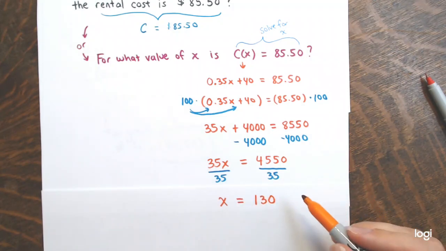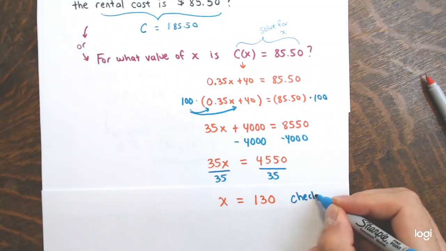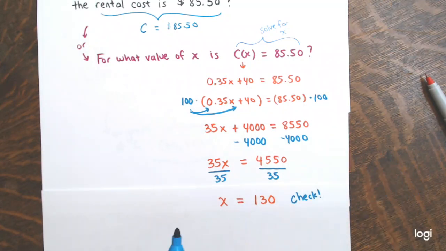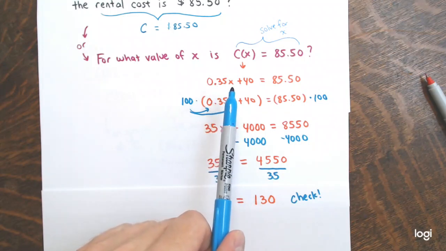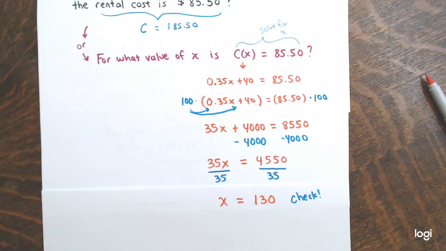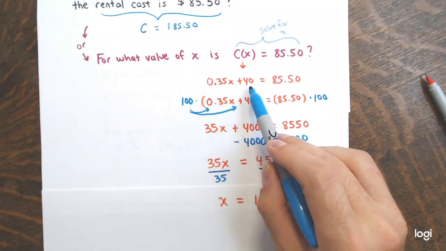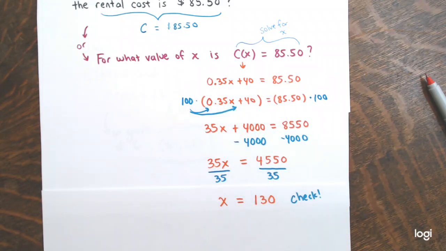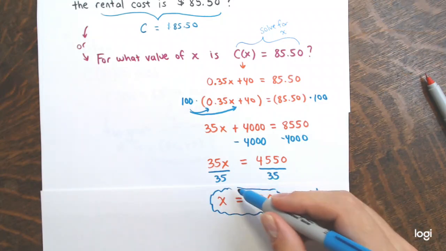Right. And don't forget to check your answer. Now again, you could use a calculator to check it. Go back to the original equation, take 0.35 times 130. All right, 0.35 times 130, I'm just punching that in, that's 45.5. And then 45.5 plus 40 would be indeed 85.5. So yes, this is a good solution to the equation.